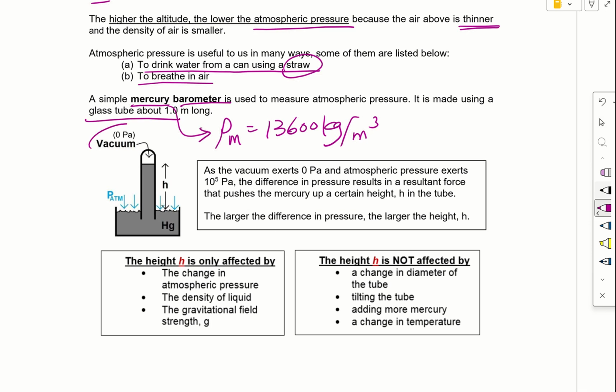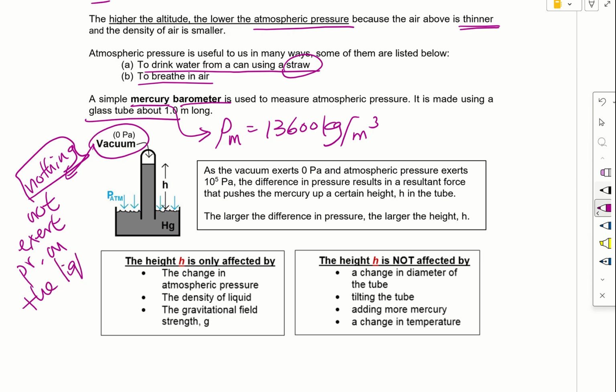Okay, so there is 0 Pascal in vacuum. What is in vacuum? Nothing. So it will not exert a pressure on the liquid surface. Okay, but outside there is actually atmospheric pressure exerting on the mercury. So this atmospheric pressure is greater than the pressure due to vacuum, because there's basically no pressure exerted by vacuum, right? There's nothing in there, no gas or air.